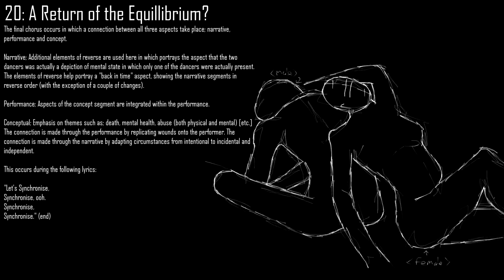The final chorus occurs in a connection between all 3 aspects, so the narrative, performance, and concept. Within the narrative, additional elements of reverse are used here, which portrays the aspect that the 2 dancers was actually a depiction of mental state, in which only one of the dancers was actually present within the narrative aspects.